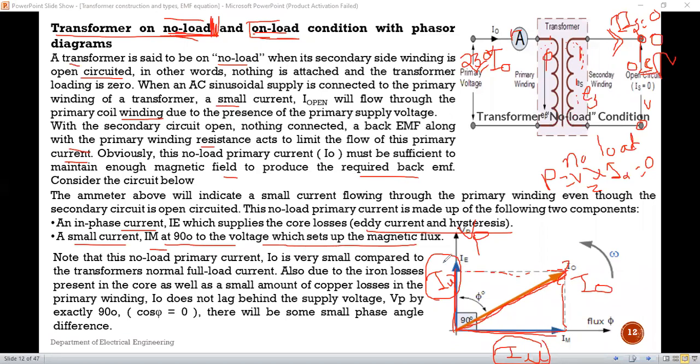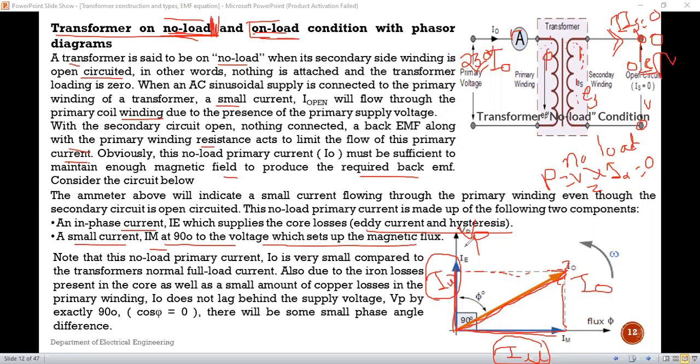So the no load current I0 is set up to overcome these losses, to provide these two components: first the magnetizing component, or magnetizing current, and second the working component. Note that this no load primary current I0 is very small as compared to the transformer's normal full load current.